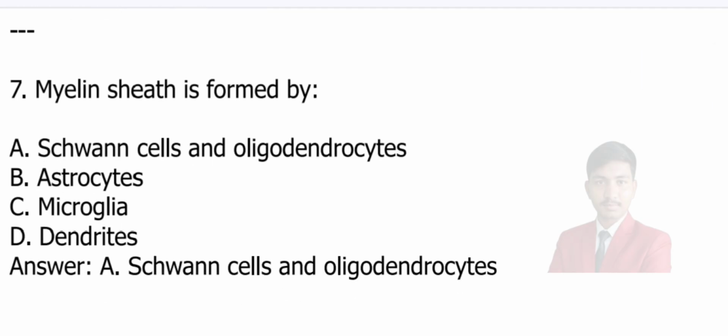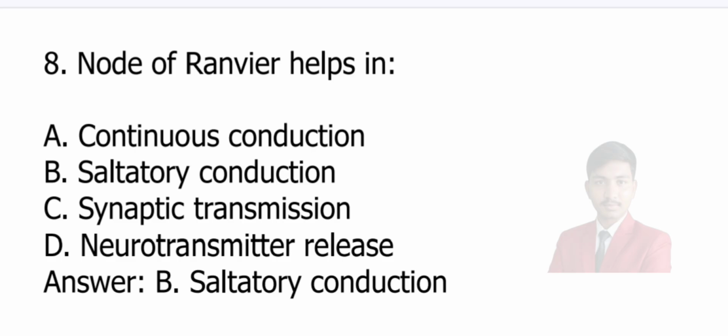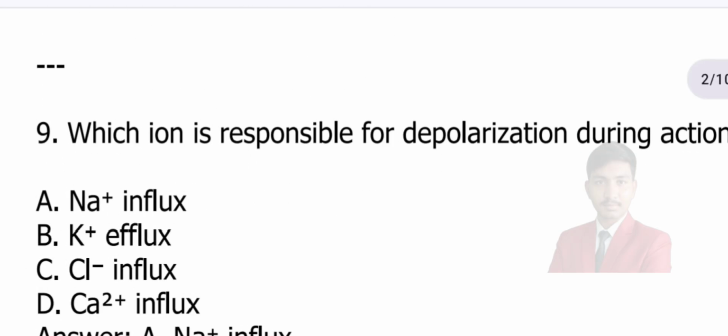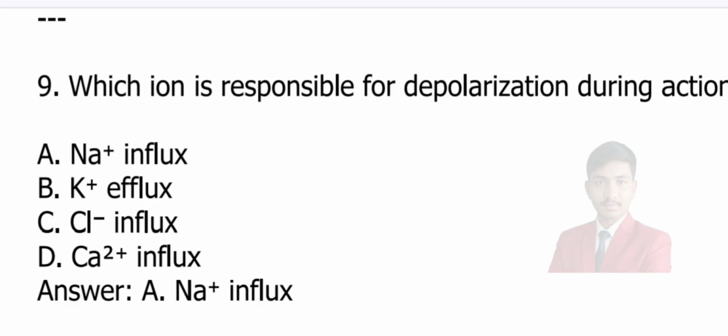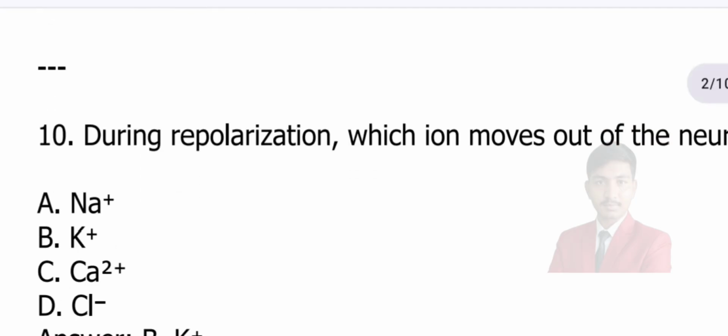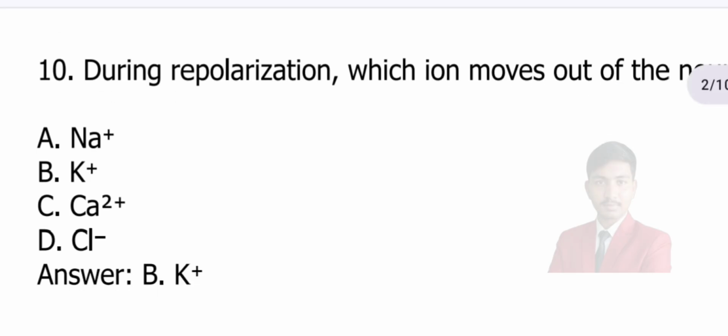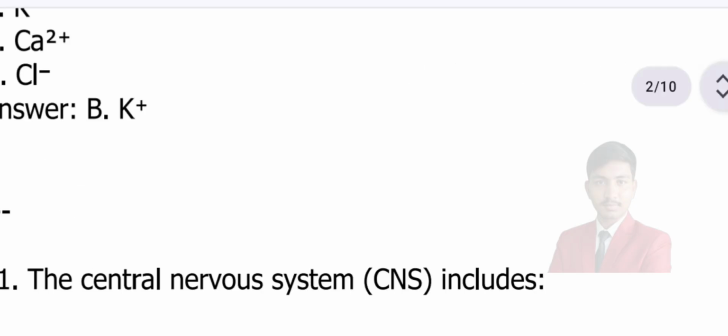Myelin sheath is formed by Schwann cells and oligodendrocytes. Node of Ranvier helps in saltatory conduction. Which ion is responsible for depolarization during action potential? The Na+ influx is responsible for depolarization during action potential. During repolarization, which ion moves out of the neuron? K+ ion moves out of the neuron during repolarization.